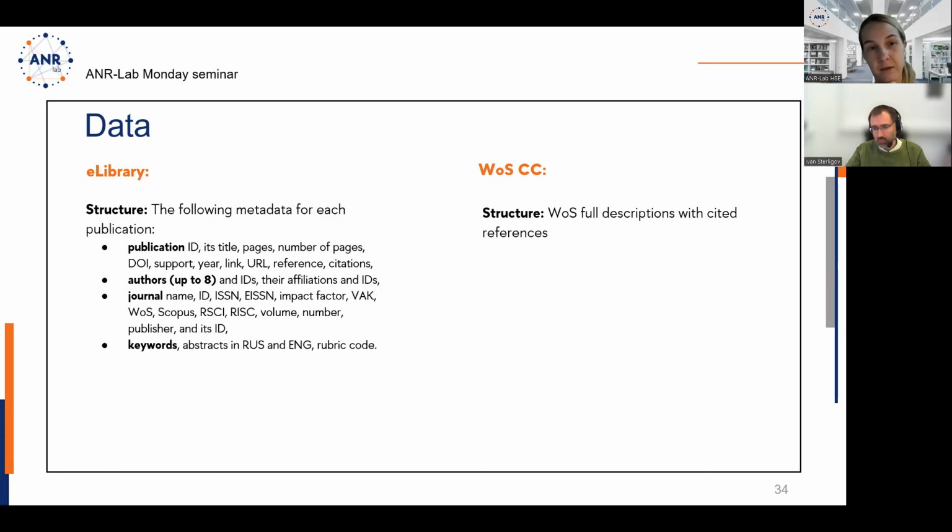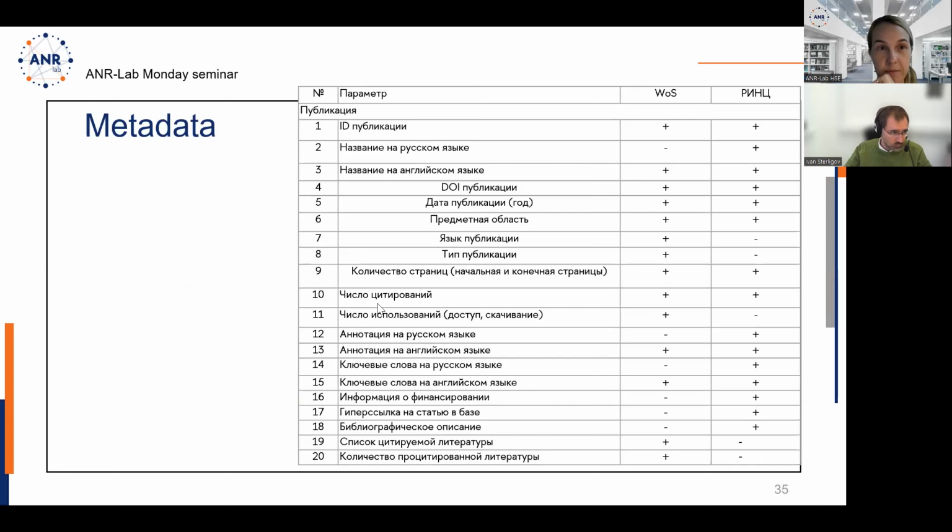So they were their names, IDs, affiliations, IDs of their affiliations, and IDs of their organizations. And then information about the journal. You see a lot of things, and also what is important in the context of the current presentation is that we have information about inclusion of this journal into Web of Science, Scopus, and the Russian Science Citation Index. And also we had keywords in Russian and English.